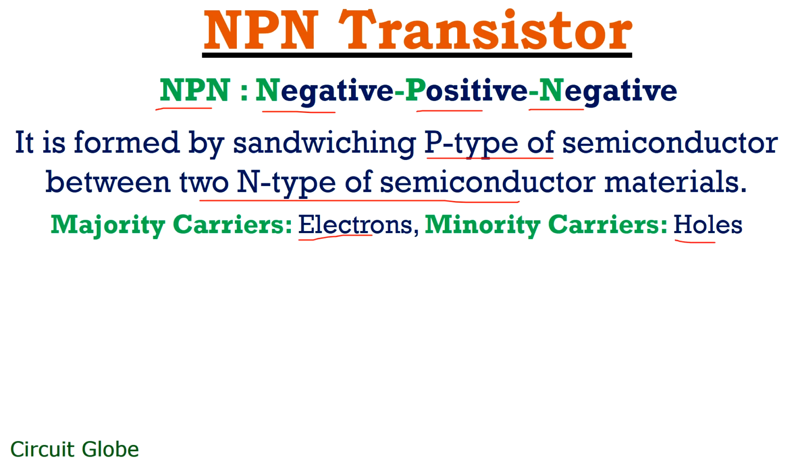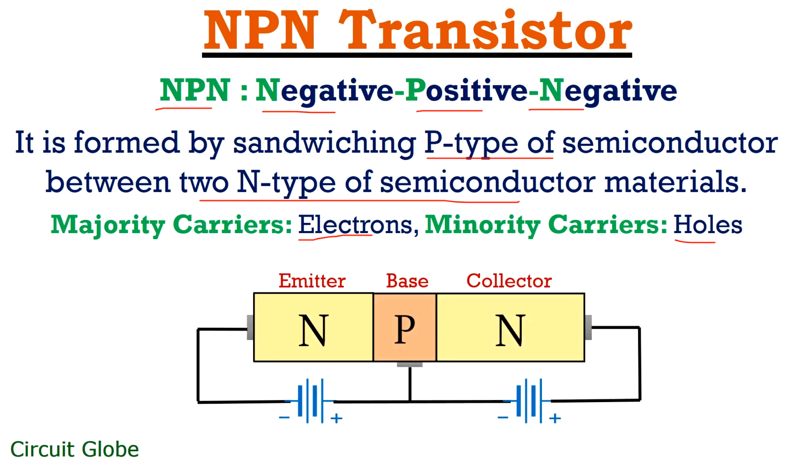The pictorial representation showing NPN transistor is given here. As we can clearly see, a p-type semiconductor layer is sandwiched between two n-type semiconductor layers. Friends, as we have already discussed, it has three terminals. The first is emitter, the second is base, and the third one is collector. The junction region between emitter and base region is known as emitter-base junction, while the junction between base and collector region is known as collector-base junction.